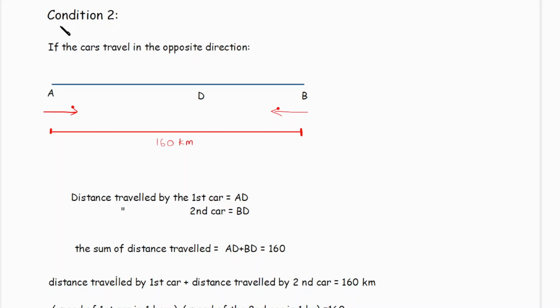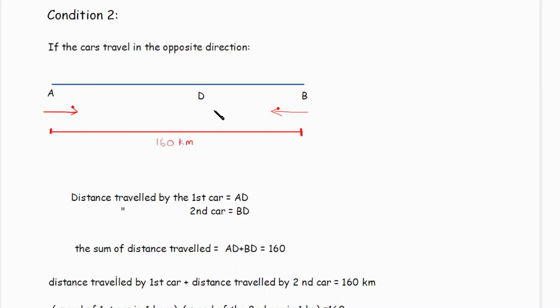So second, the condition 2. In the question they ask that if the cars travel in the opposite direction, the first car starts from A and the second car starts from B, but they move towards each other. That is the opposite direction. To indicate this, we use this arrow for the first car and this arrow for the second car. After 2 hours, they will meet at a point.